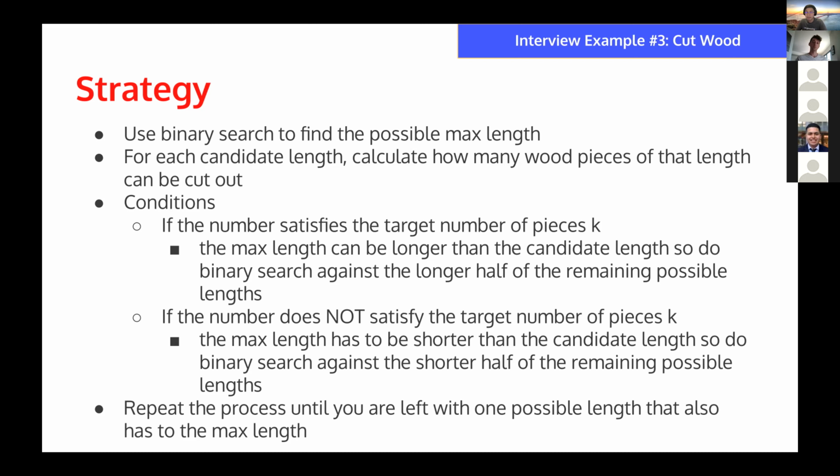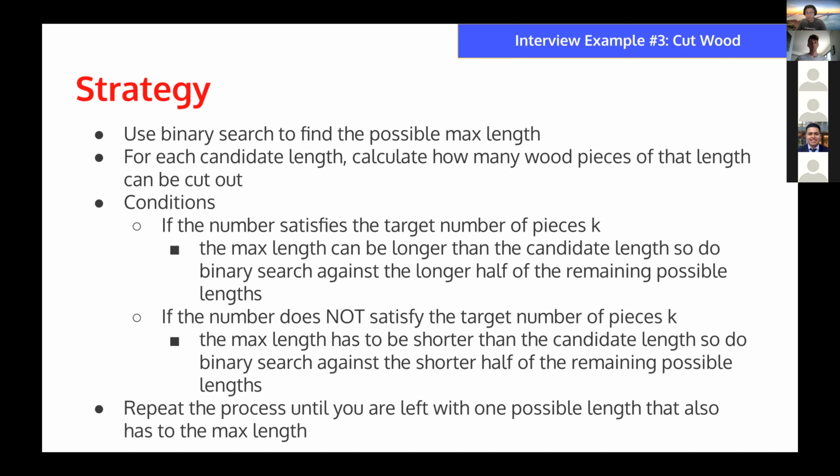On the other hand, if that number does not satisfy the target number of pieces K, then the max length has to be shorter than the candidate length that you just tried. So what you want to do is binary search against the shorter half of the remaining possible lengths. So you want to look at the pieces from length of 1 to 5 in that case. And in the principle of binary search, perhaps the next step you want to try is this cut length of 3 and see if that's going to work.